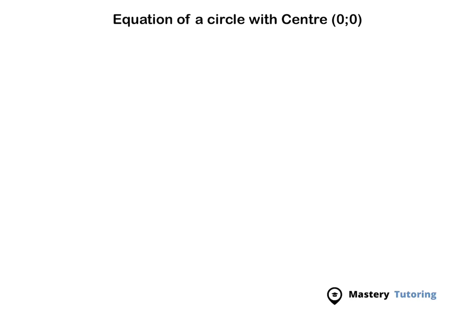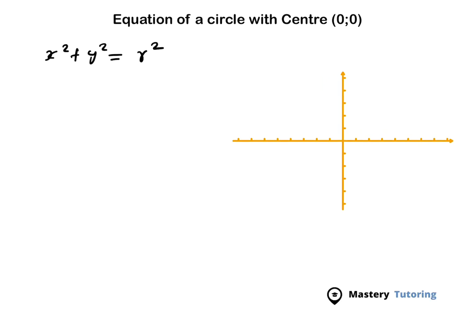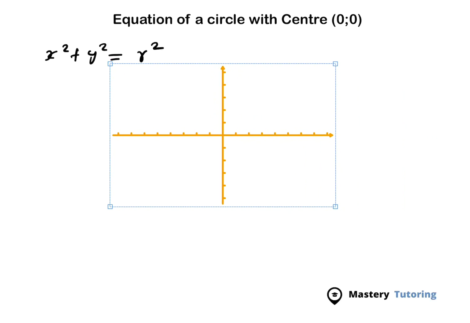So the equation of a circle with center 0, 0, this is how we go about it. The general equation is given as follows. It says x squared plus y squared is equal to r squared. Now obviously the diagram is going to look as follows. So this equation is applicable for questions that have the following diagram.